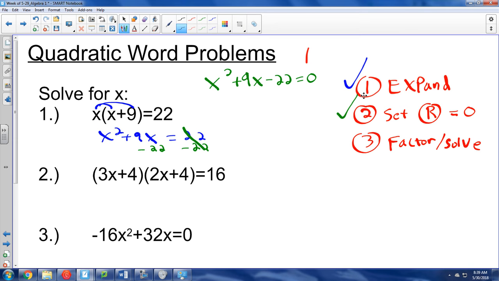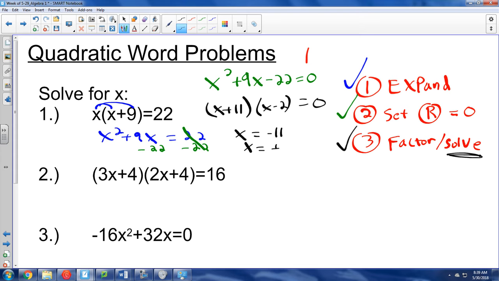Now, I think we should feel comfortable factoring this. So if somebody could tell me what this factors into, that would be much appreciated. Perfect. So x plus 11 and x minus 2. Are there any questions on that so far? All right. So now what we need to do is solve that. So I also wrote solve. So that means that x is equal to and x is equal to. Can somebody tell me what the two answers are for x? Actually, x is equal to negative 11 and positive 2.